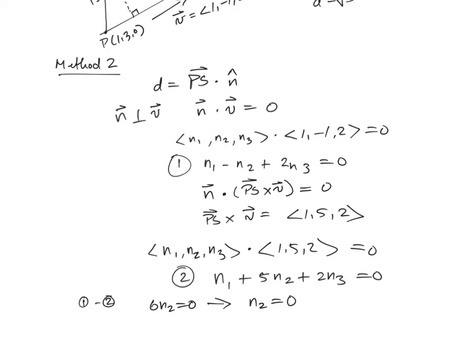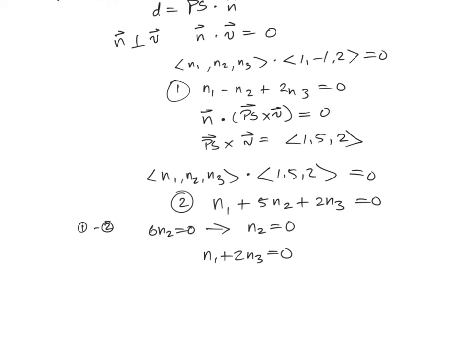So that means we end up with n1 plus 2n3 is equal to 0. If we put n2 equal to 0 into either this equation or this equation, we end up with n1 plus 2n3 equal to 0. Okay. You'll look at this and go, oh, well, still one equation, two unknowns. Well, if we think about what we did with this second constraint here, where is it here?